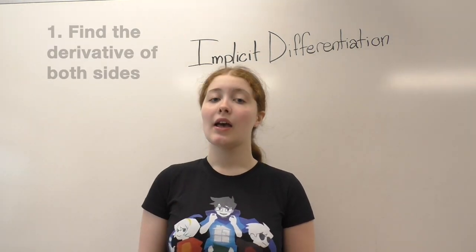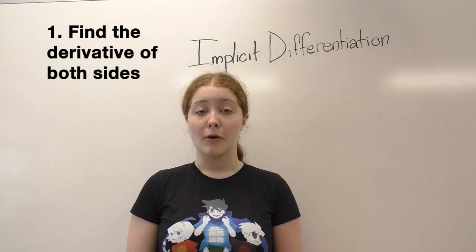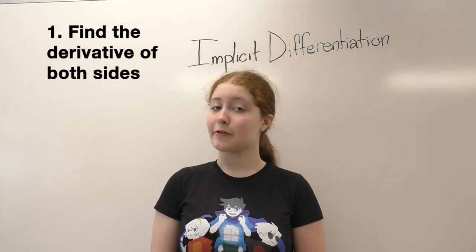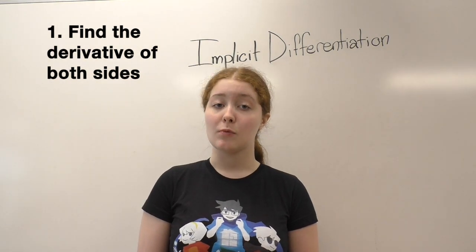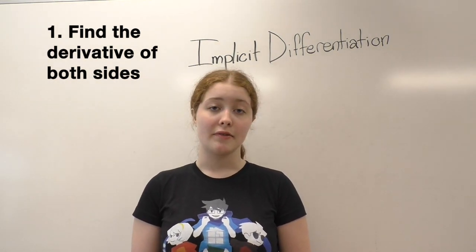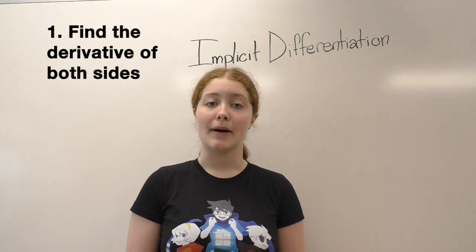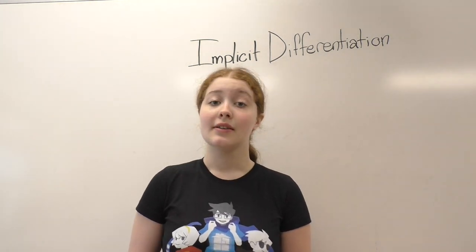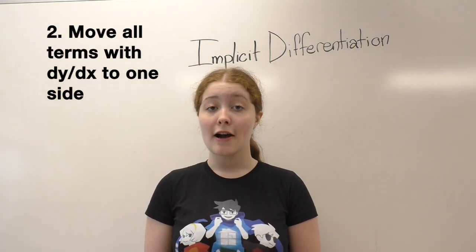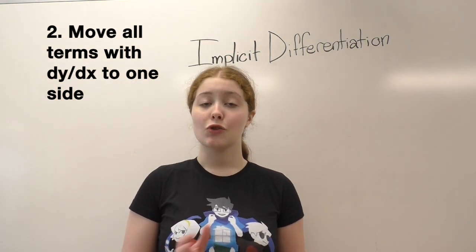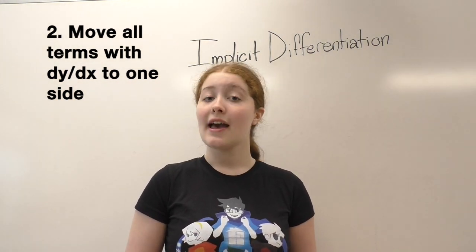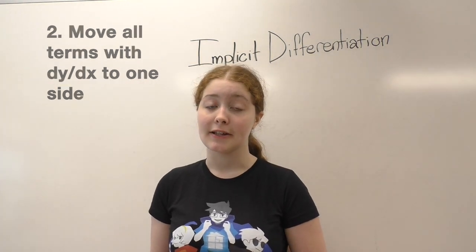Here are some easy steps to teach you how to implicitly differentiate. Step 1. Find the derivative of both sides of the equation. Now remember, when you find the derivative of y, you have to multiply it by dy/dx. When you find the derivative of x, you have to multiply it by dx/dx. Step 2. Now you have to move all the terms with dy/dx to one side of the equation. Everything else can go to the other side.